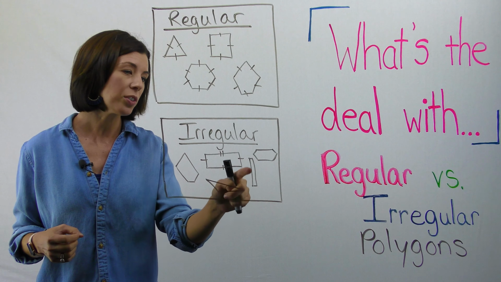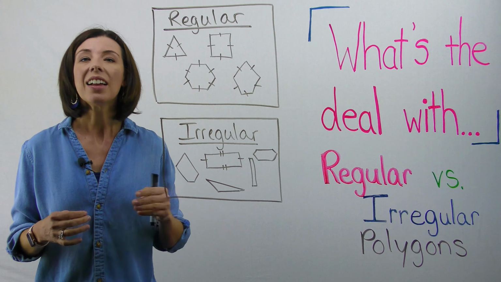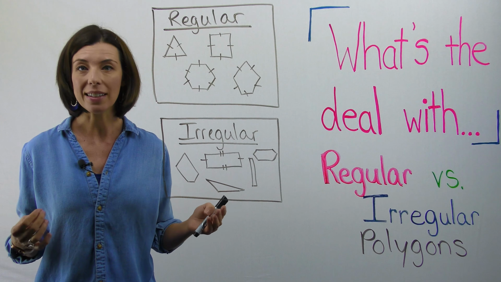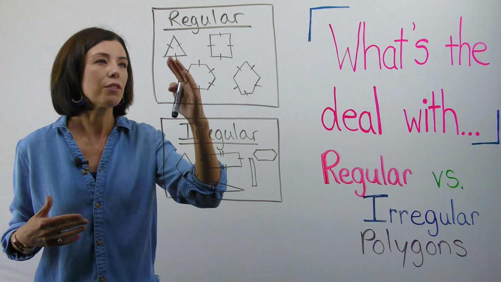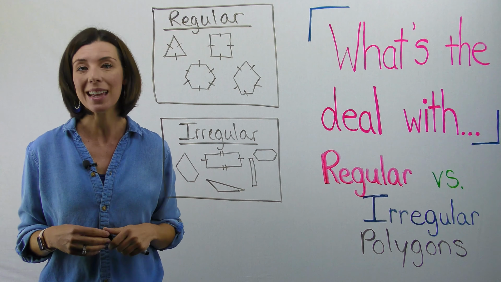Neither does this triangle, this rectangle, or this hexagon. It's very clear that they are different lengths. They have at least two different lengths versus these would all be equilateral. They all have the exact same side length.